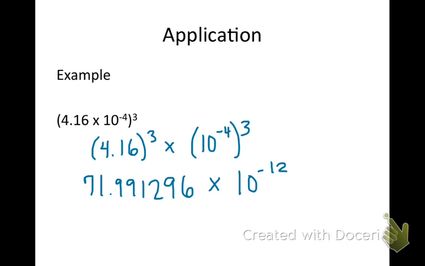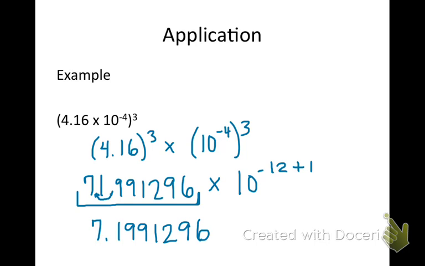But you should have noticed already that this first decimal part is not in the right form. It is not a decimal number between 1 and 10. Therefore, we have to move the decimal one more place, which means we are adding 1 to this exponent. So 7.1991296 times 10 to the negative 11th power, because negative 12 plus 1 would be negative 11.